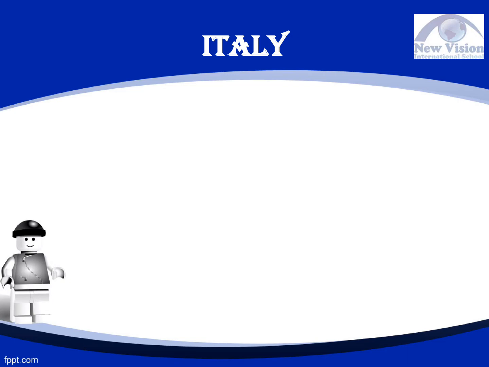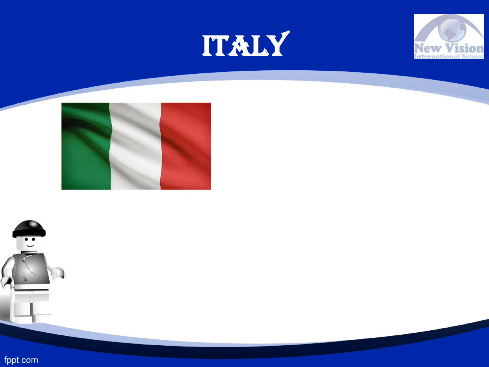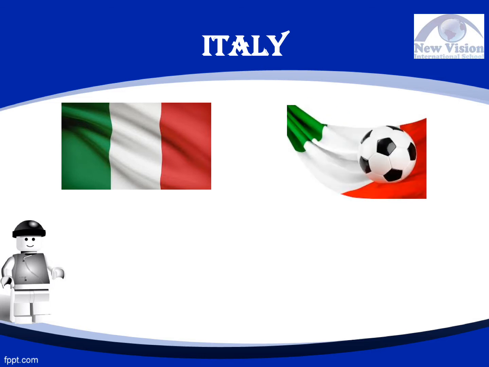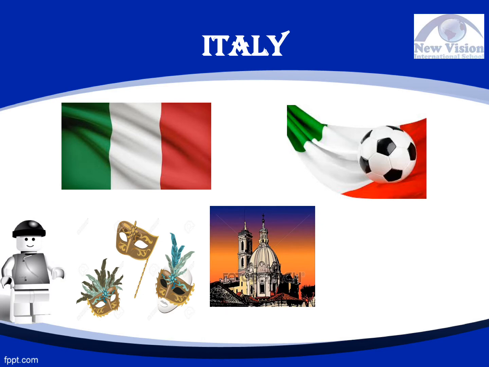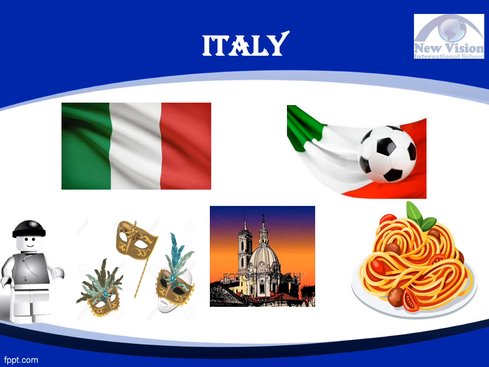The first country is Italy. As you see, this is the Italian flag. In Italy, soccer is their national sport. And as you see, this mask is a famous carnival mask. In Italy, they have many domes. And of course, pasta.